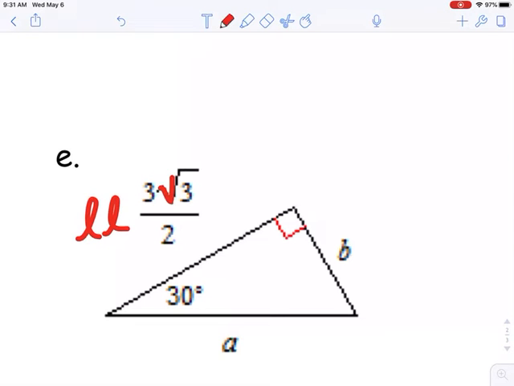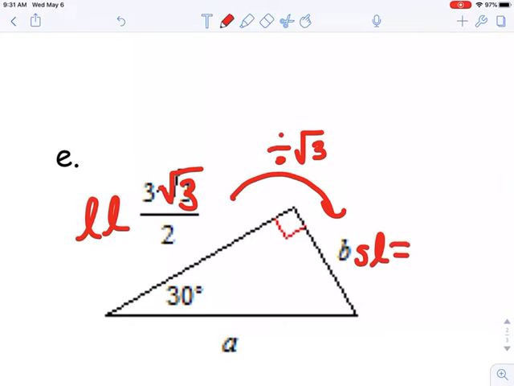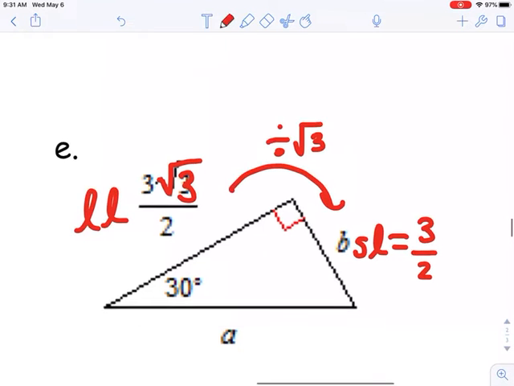This is kind of nice. Here's the long leg. I have a radical 3 in the answer. So to go this way, I'm just going to divide by radical 3. So basically I'm just removing it, and the short leg is 3 over 2.